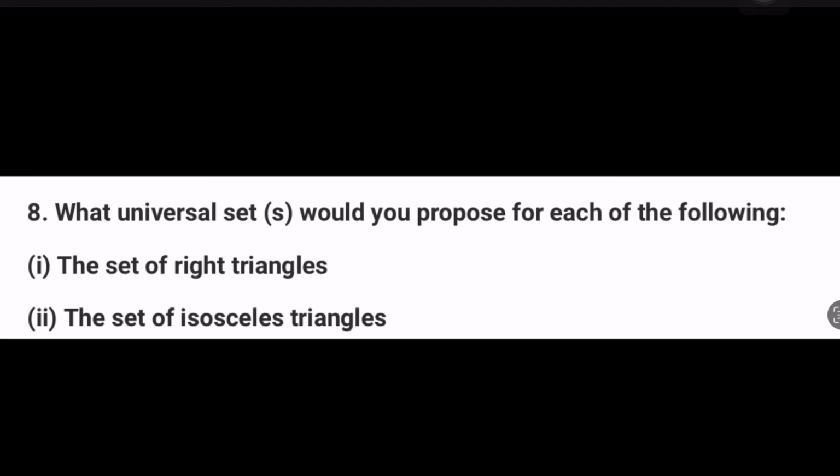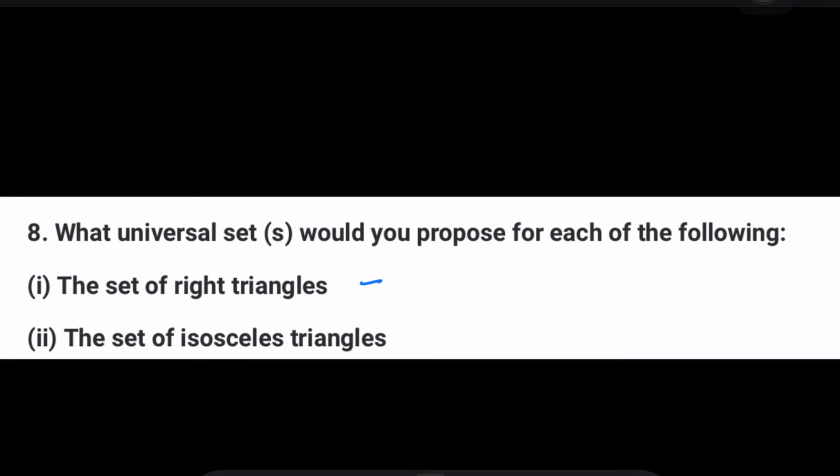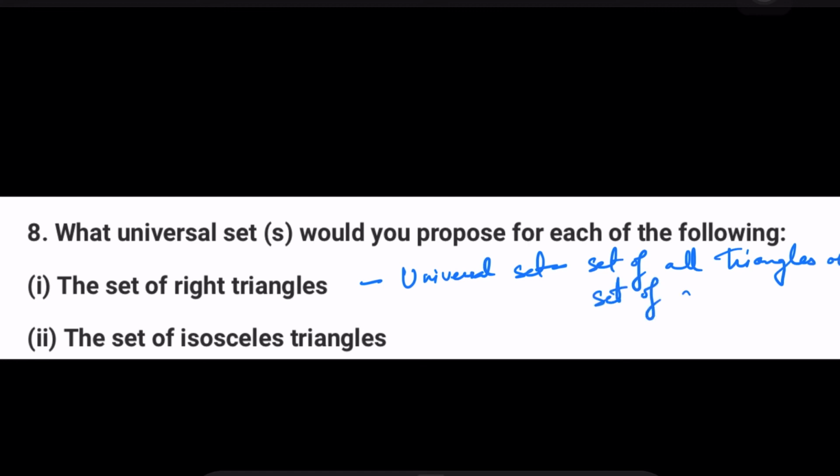What universal sets would you propose for each of the following? Now the given set is the set of all right angles. The universal set for this will be the set of all triangles or the set of all polygons.